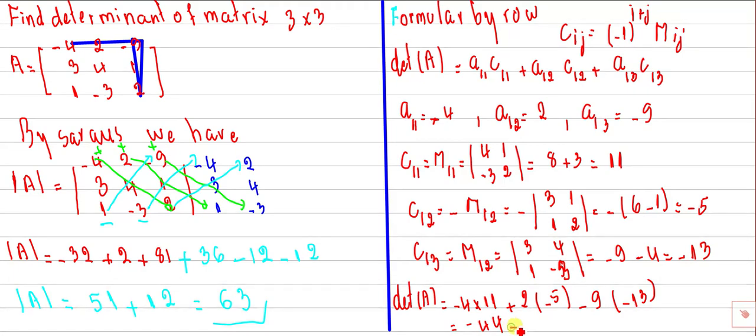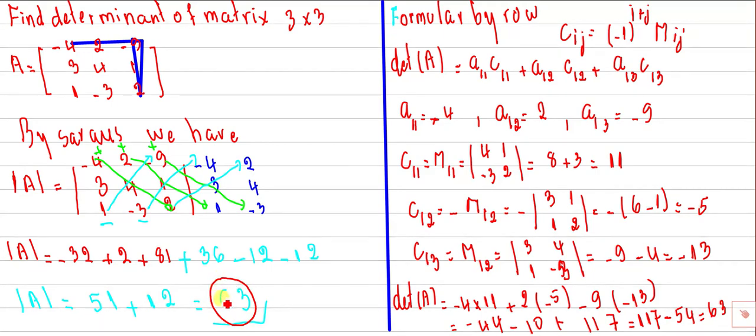44, minus 10, and plus this one is 27. We write 7, carry 2, 1, 2, and this one. So it is equal to 117 minus 54. So this one we get is 63.